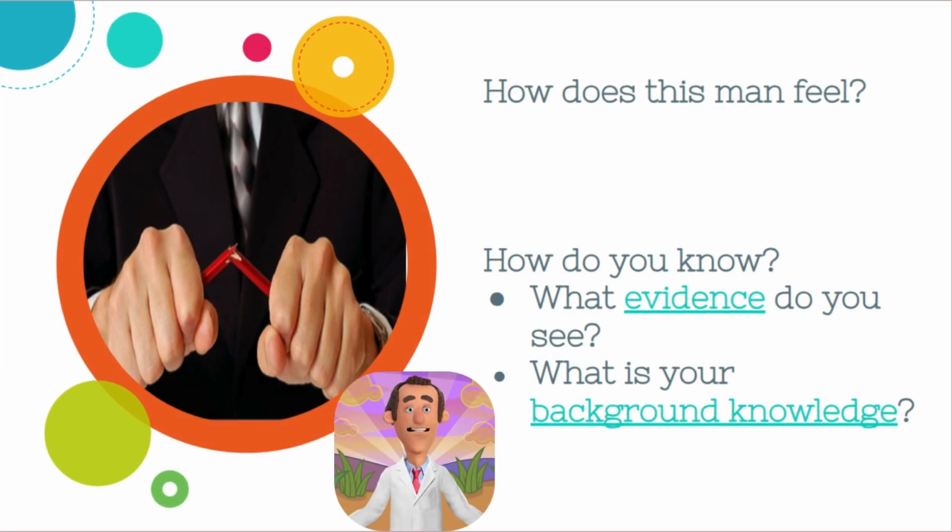Now, let's try this with the picture on your screen. How does this man feel? You can use the evidence, that is what you see on the screen in the picture. You can see the tight grip of both hands on the pencil. You can see the broken pencil. You can apply that together with your own background knowledge. Perhaps you remember a time when you were so angry that you damaged or broke something. Putting those two elements together, you can infer this man feels anger.